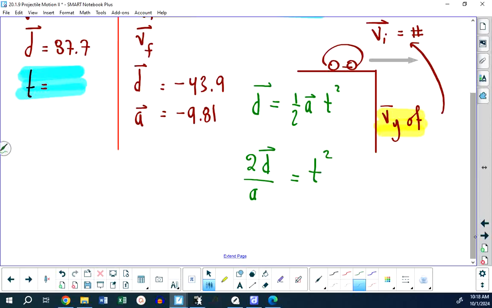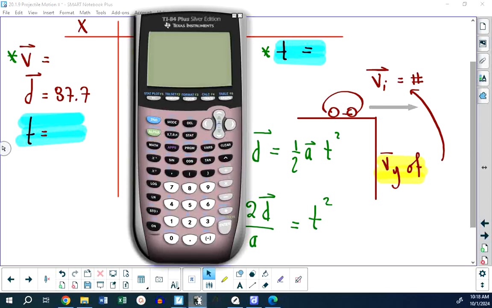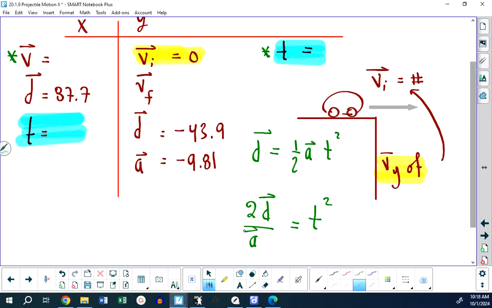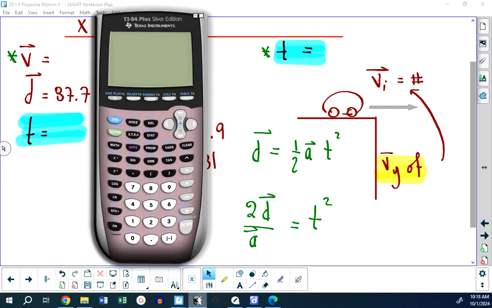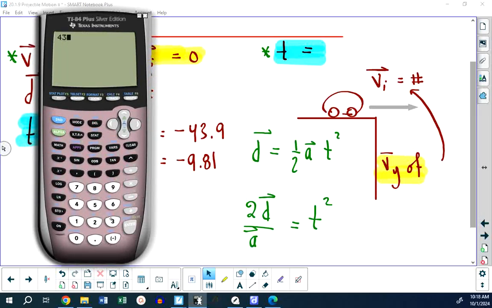So let's just finish it off and see what we get. 2d. And here I'm not even going to put in the negatives. I don't think they're going to cancel. So just from a math standpoint, I wouldn't put them in. Okay, 2 times, what was it? 43.9 times 2 divided by 9.81, and I take the square root. You'd be surprised how easy it is to forget to take the square root. So 2.99 seconds.